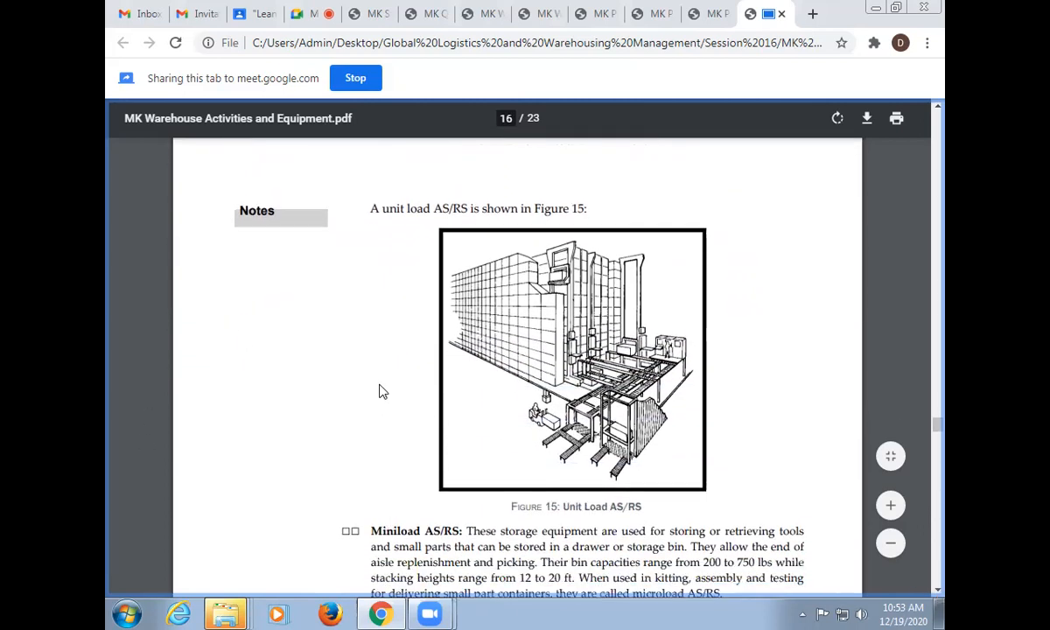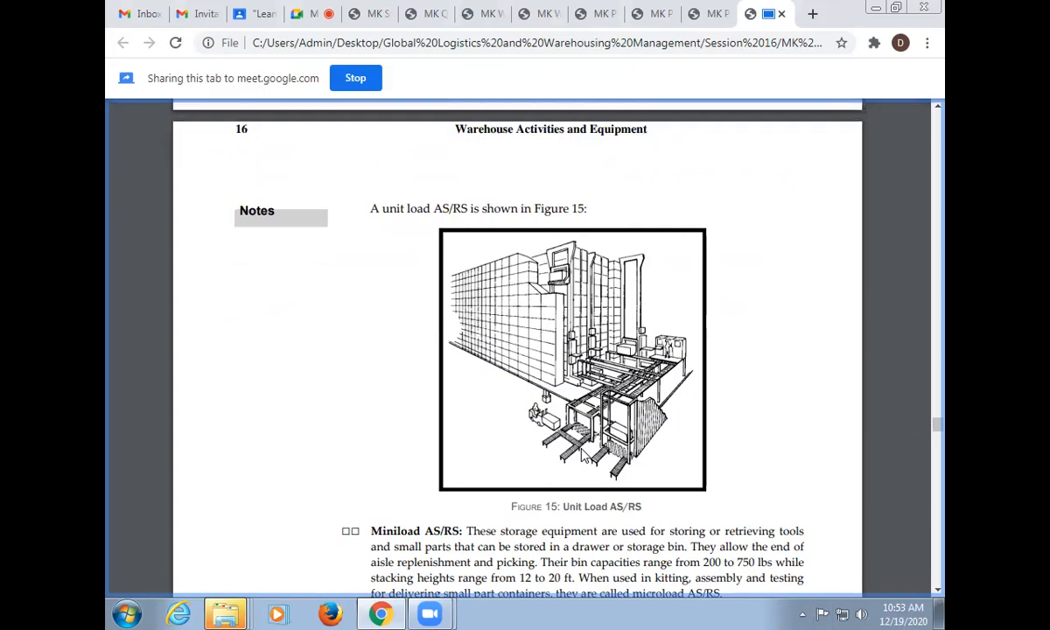A unit load system is shown here. This is the automatic system. A conveyor belt is used there. The load is lifted here, moved here, and then we go there. Trucks come here, and then loading is done. Then it is put here and kept here, and then it goes through the automatic system.